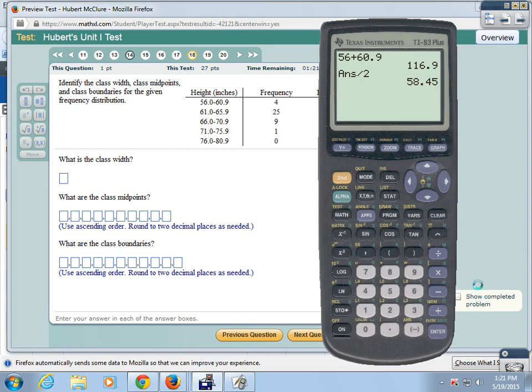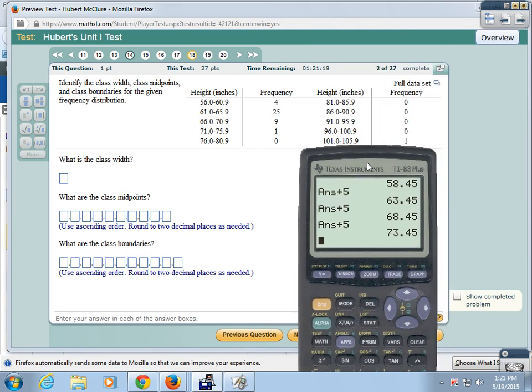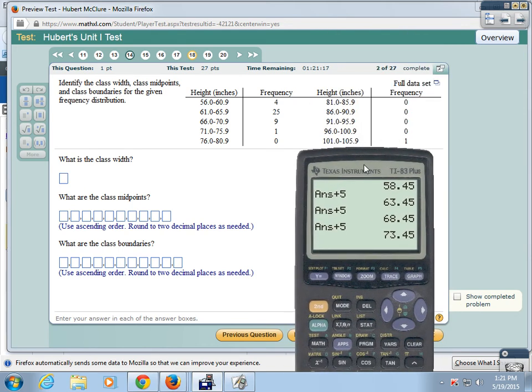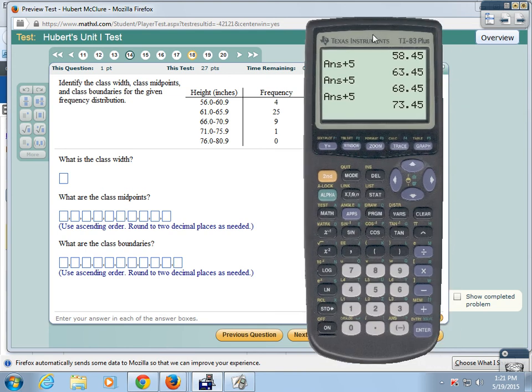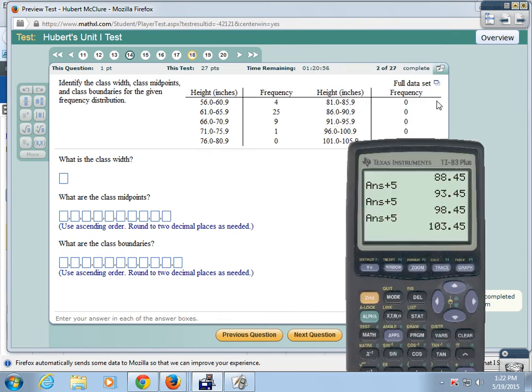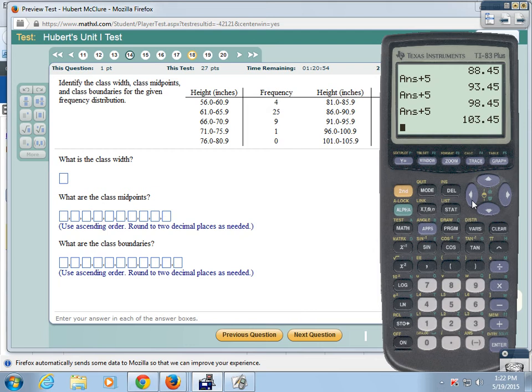Now to get your second midpoint, you add what? You just start adding 5. And you add 5 till you get to the end of your data, till you get to 101 to 10, well, I guess it'd be 102.45 or something like that. You just keep adding 5. 103.45, that sound right? Yep. And you're done.